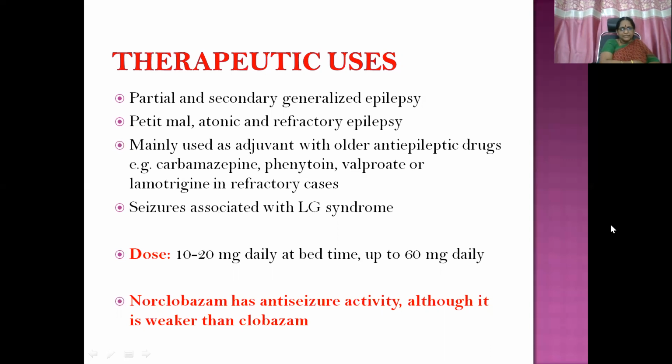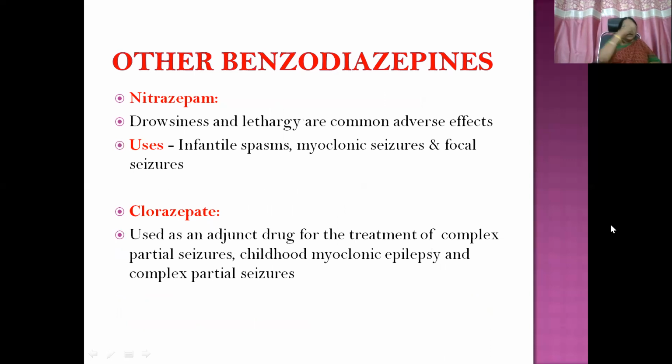Norclobazam has anti-seizure activity, although it is weaker than clobazam. So for LG syndrome, only this molecule we use. Then other benzodiazepines, nitrazepam: drowsiness and lethargy are common side effects; used in infantile spasms, myoclonic seizures, and focal seizures. Clorazepate is used as an adjunct drug for the treatment of complex partial seizures and childhood myoclonic epilepsy.